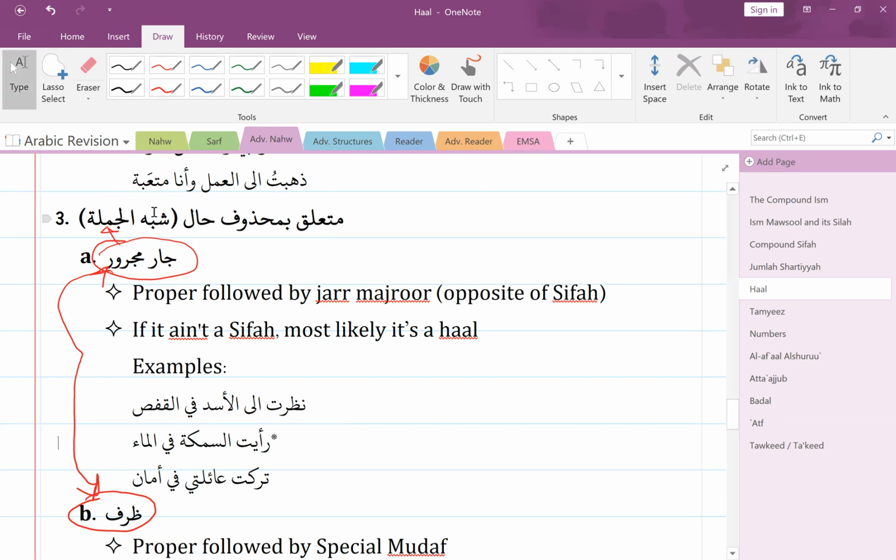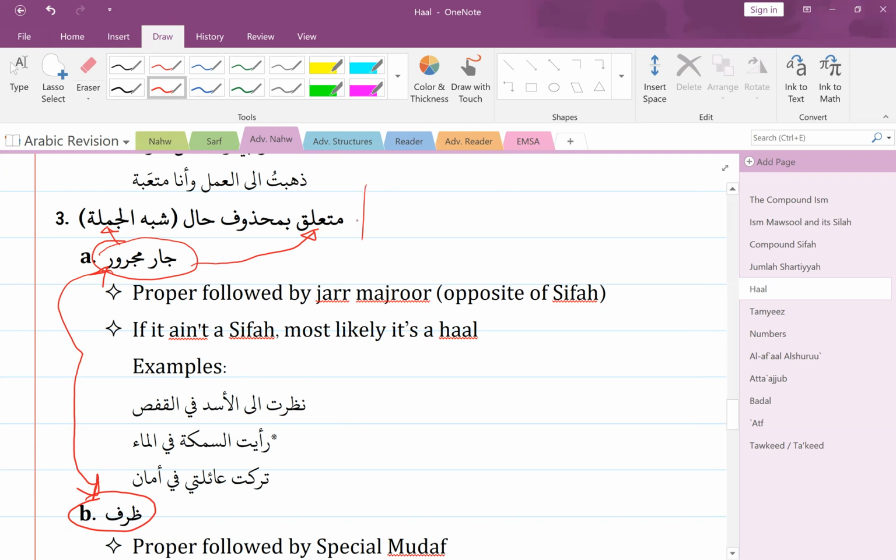And when we're doing i'rab, we normally say these things to be muta'alliq. Muta'alliq bil khabar or muta'alliq bil fi'l. That's what we normally say. Now, here, the grammarians differed a bit. Some grammarians said, the way we will look at jar majroor and dharf is that we will say it's muta'alliq بمحذوف حال, to a hal that is hidden. And some just said it's a hal.